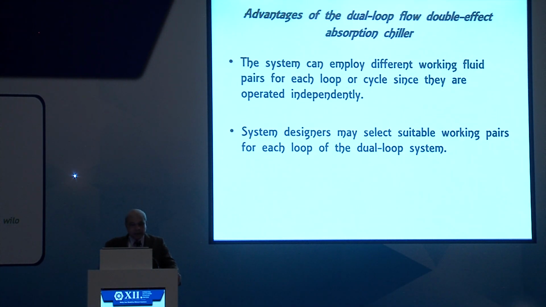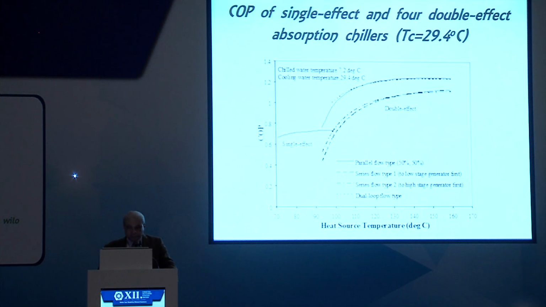Okay, there's an advantage in the case of the dual loop flow double effect absorption chiller in that the system can employ different working fluid pairs. So you could use lithium bromide in one loop and ammonia water in another loop as an example. That gives you more flexibility and more freedom. And some designers have actually selected other pairs that are outside the two most common ones.